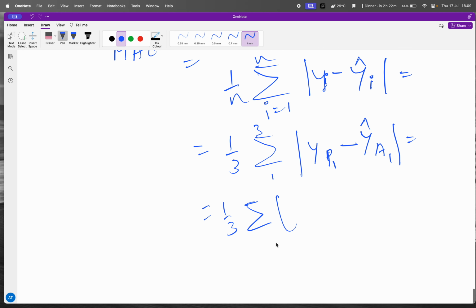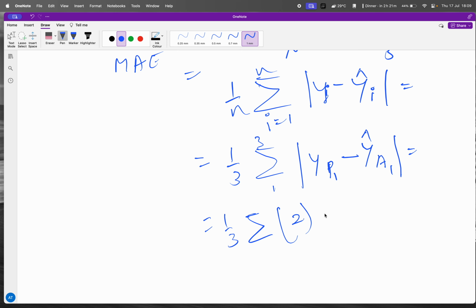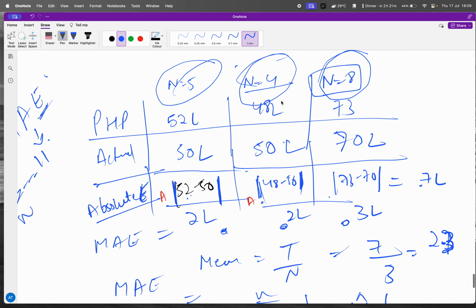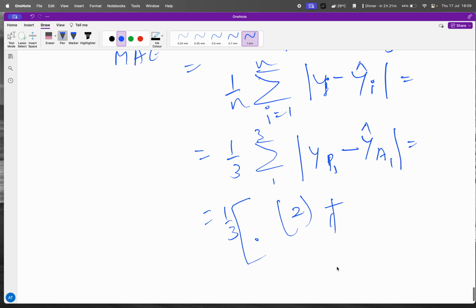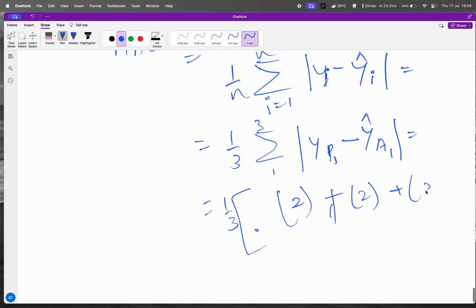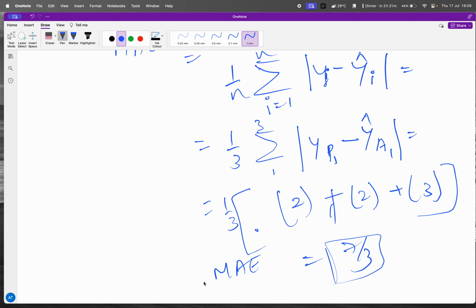52 minus 50. 52 minus 50 is 2. This was for 1. Now we'll do it for 2 also, and sum it up. This is how you open the summation part. We'll check the first term, then the second term, and you remove the summation part. So for the second flat, n is equal to 4, what was it? 48 minus 50 and its mod. So again we get 2, plus 3 for the last case. Sum it up, you will get again 7 by 3. Are you guys getting how to find MAE?